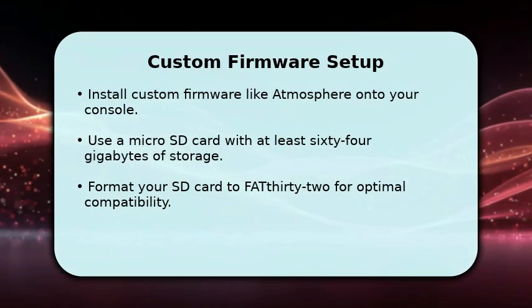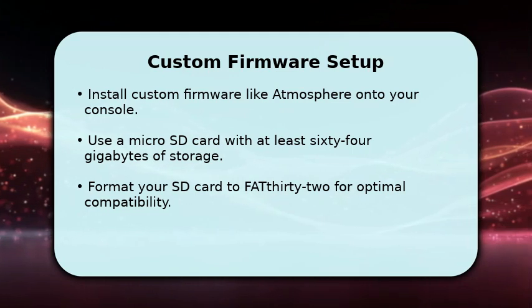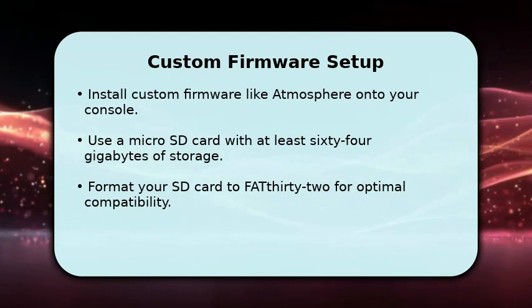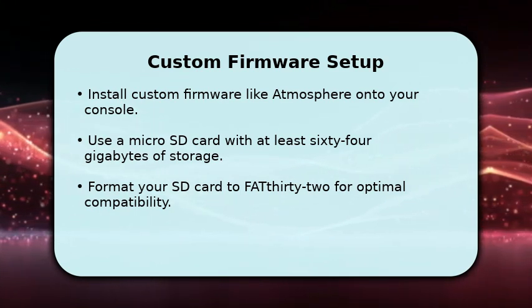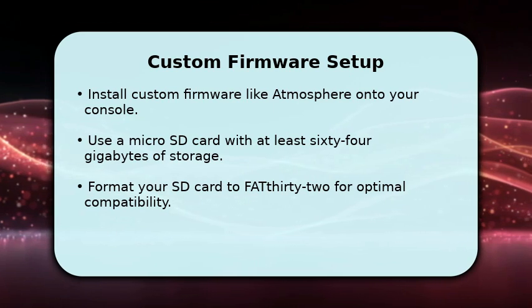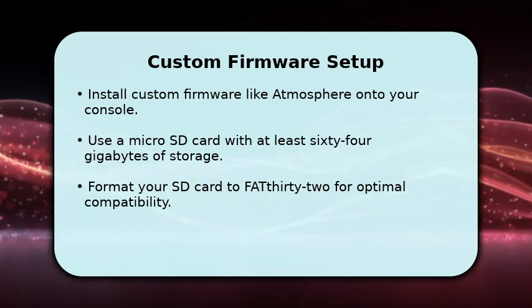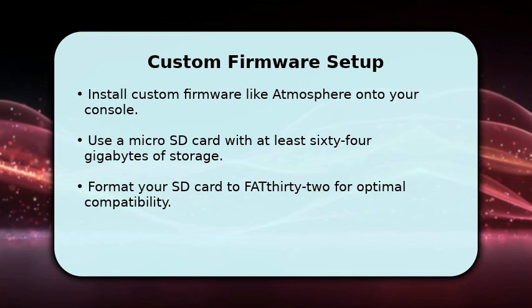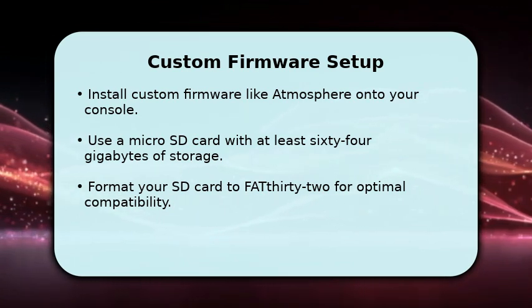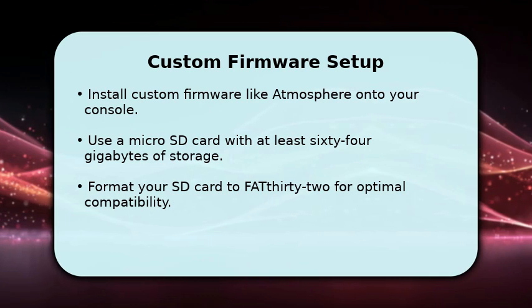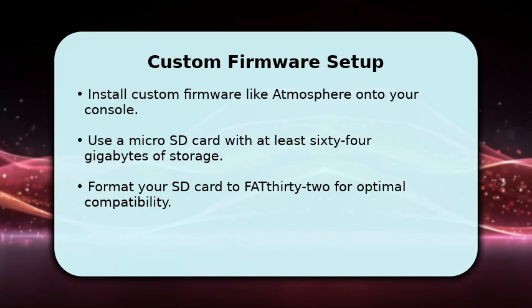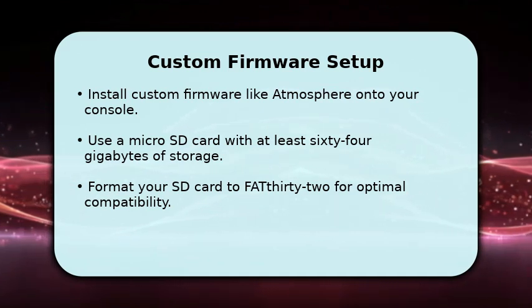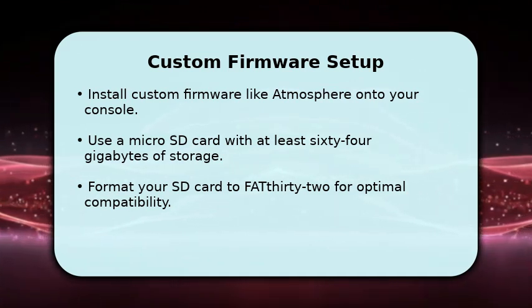To begin, you will need to install custom firmware, such as Atmosphere, onto your Nintendo Switch. This process typically involves using a computer and a micro SD card. Ensure your SD card has a minimum of 64 gigabytes of storage space to accommodate the necessary files and any mods. It is also essential to format your SD card to FAT32 for the best compatibility with homebrew applications.